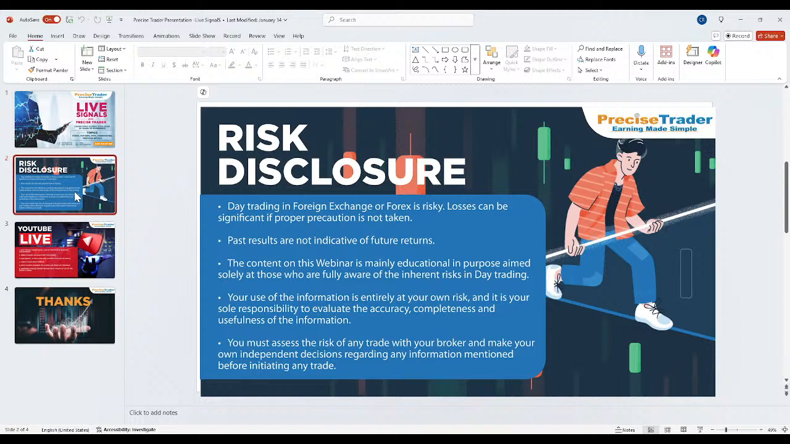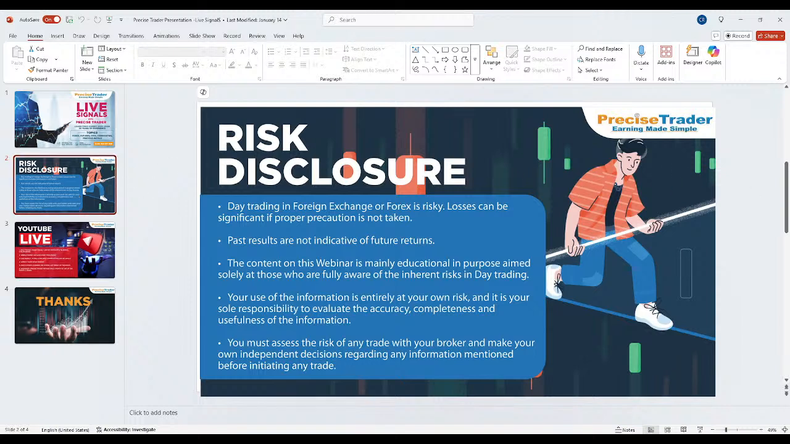Okay, do take note of the risk disclosure. Day trading in foreign exchange is risky. Past results are not indicative of future returns. The content on this webinar is mainly for educational purposes. Use the information entirely at your own risk, and you must assess the risk of your trade with your broker before you put in your trades.